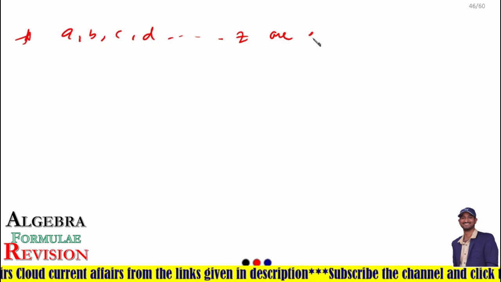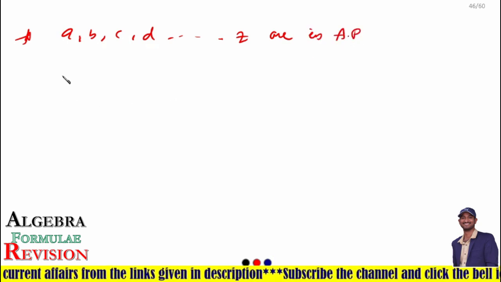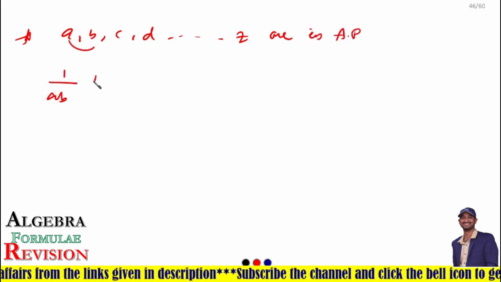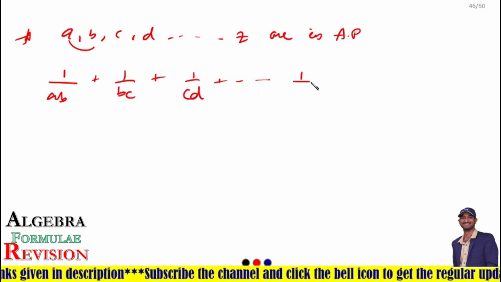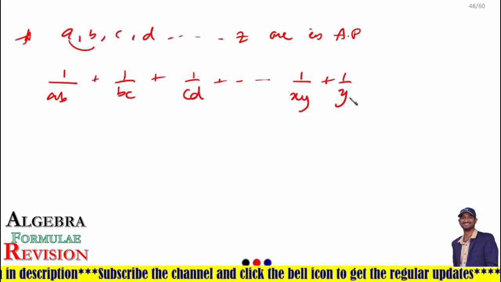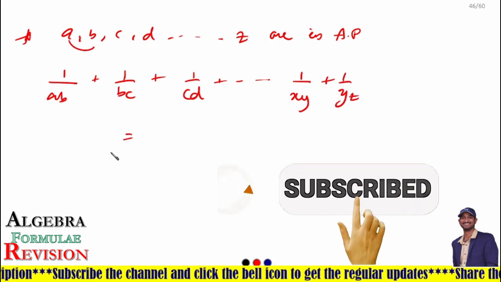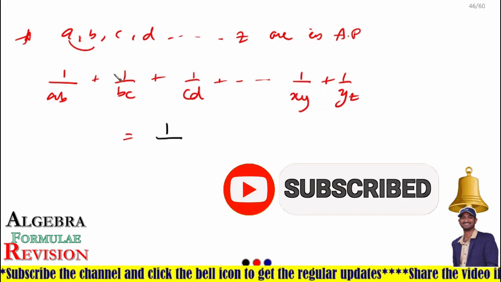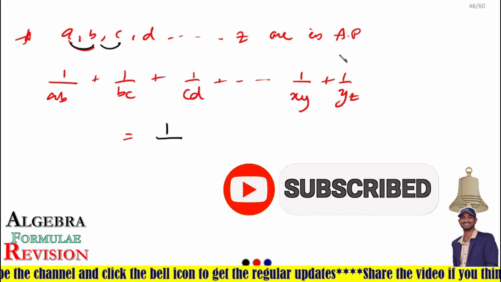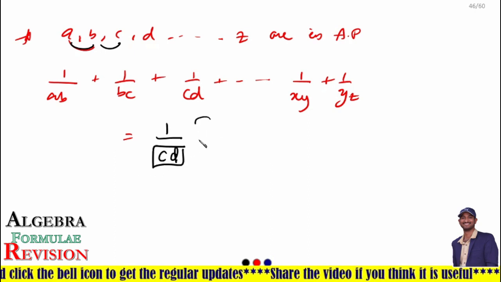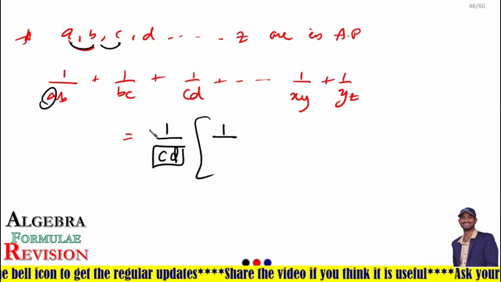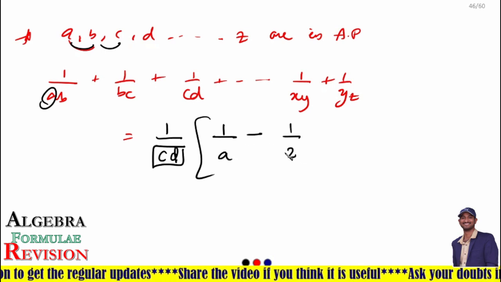Next important. Whenever some of the numbers A, B, C, D and so on up to Z are in AP, then 1 by AB plus 1 by BC plus 1 by CD and so on, plus 1 by XY plus 1 by YZ, you have to find out this value. How do you find it? Since they are in AP, we have a common difference, so it is 1 by the common difference into 1 by the first term minus 1 by the last term.